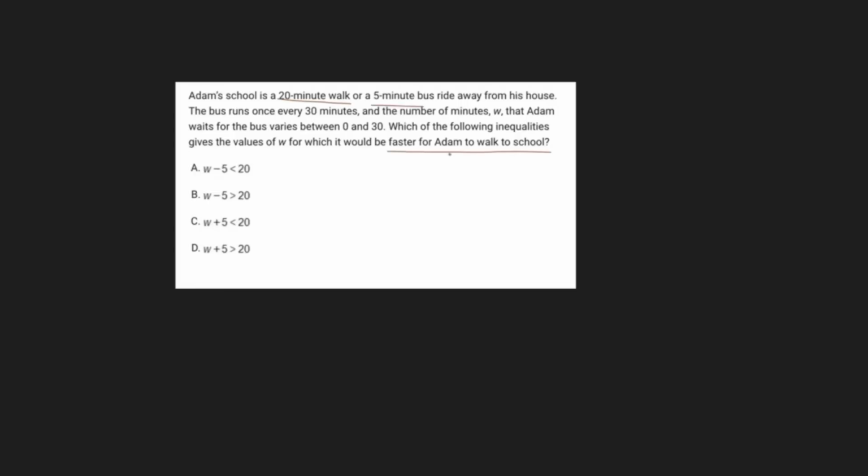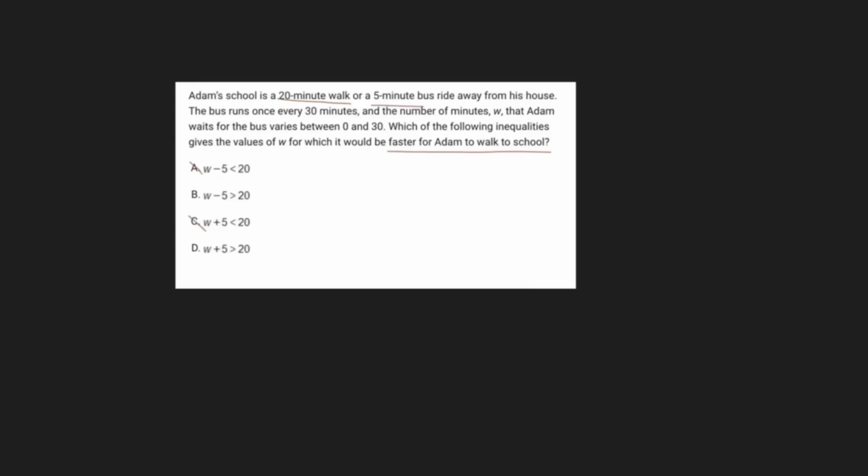So if we want the inequality that shows that it's faster for Adam to walk to school, that means that 20 minutes is going to have to be less than whatever's on the left side, because then that shows that it takes less time, right? So first off, we can eliminate two answer choices because these don't show that relationship. The first one is A, and the second one is C, right? These show that 20 is greater than the left side, which we don't want. And now we're down to B or D.